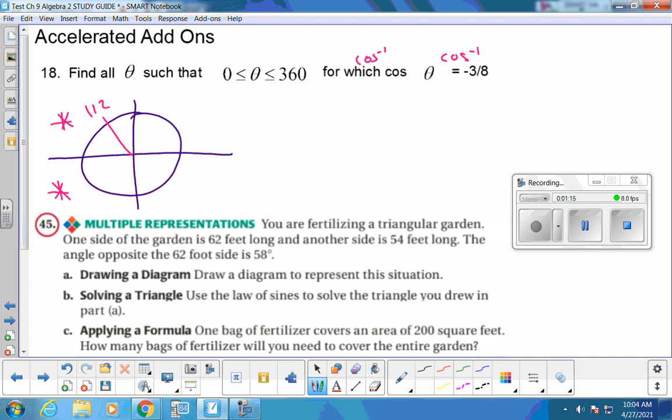Yay! Now, what I'm going to do is use a reference angle to flip me down into quadrant 3. How big is this reference angle going to be if this is 180 degrees? 68. So I'll use a 68-degree reference angle here, and I'll do 180 plus 68 to find the other place that this would work. What's 180 plus 68? Yep. So your 2 answers for number 18 are 248 and 112. Are we good on 18?